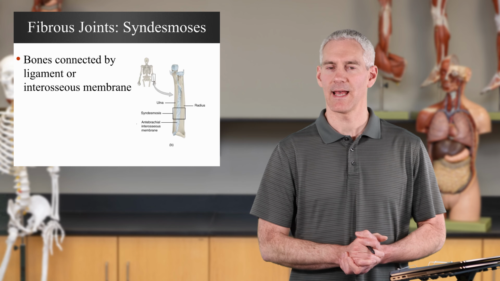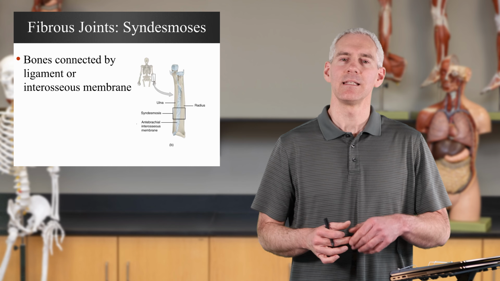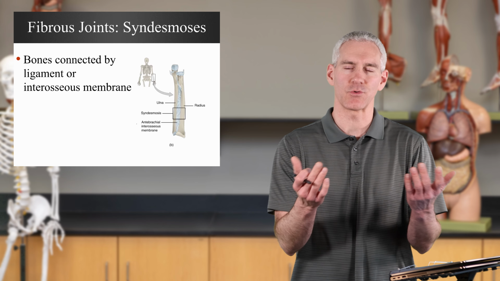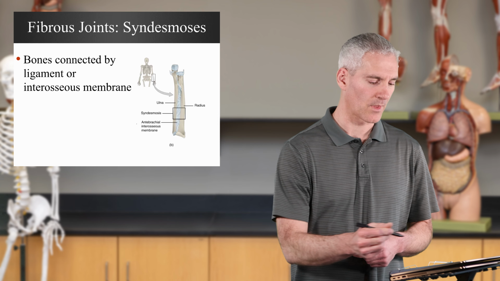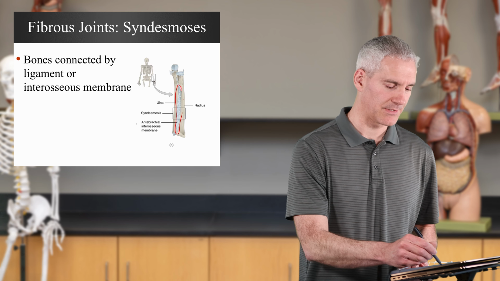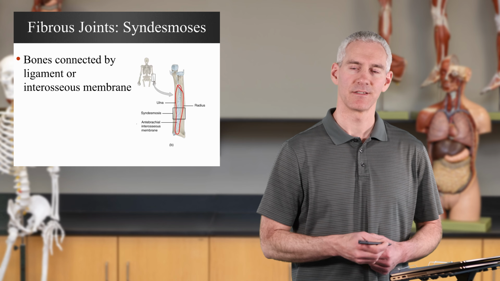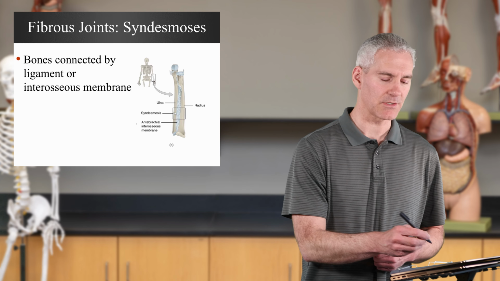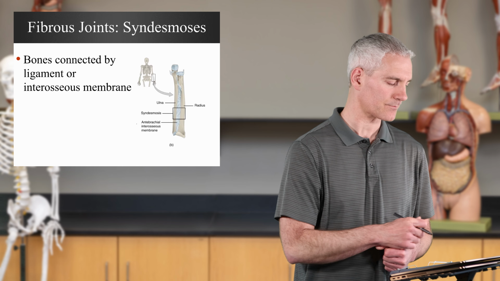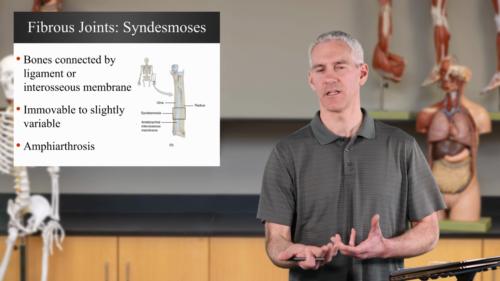The second subcategory under fibrous joints is syndesmosis. Now, a syndesmosis is going to be a fibrous connective between two different bones. You can see here the radius and the ulna. This part in between, that fibrous material is the syndesmosis. It's what helps to hold the two actual bones of the forearm together. It is pretty much immovable to slightly movable.